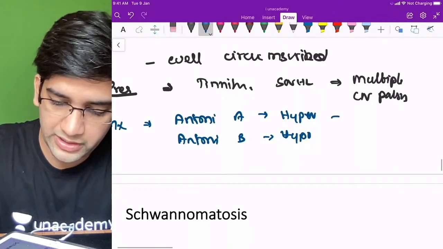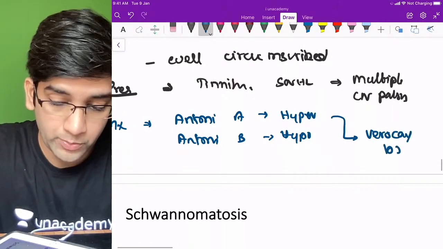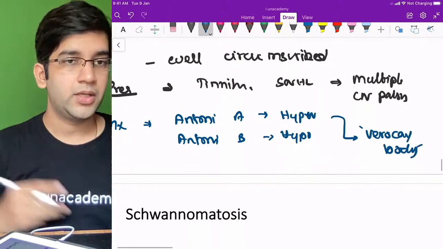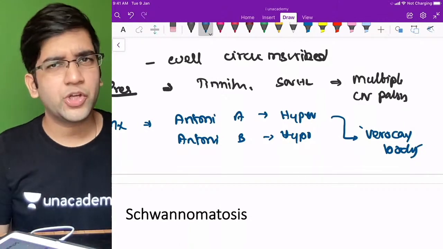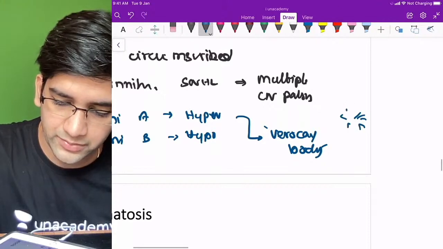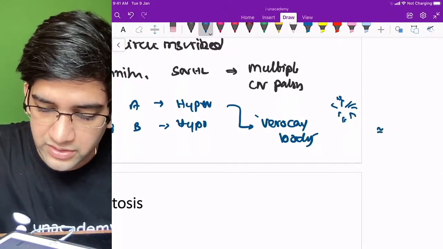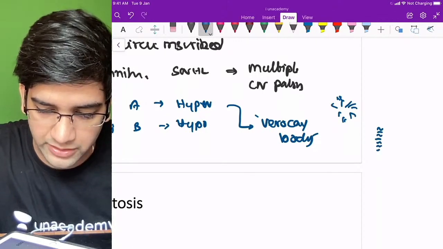And in the area of hypercellularity, I have a structure called a Verocay body. Okay, Verocay body is diagnostic, fine. So when I see a Verocay body, it's diagnostic. A Verocay body is nothing but all the hypercellular areas. Let's say that there are lots of cells here, all the spindle, rod, wavy cells. These come and arrange themselves parallelly.